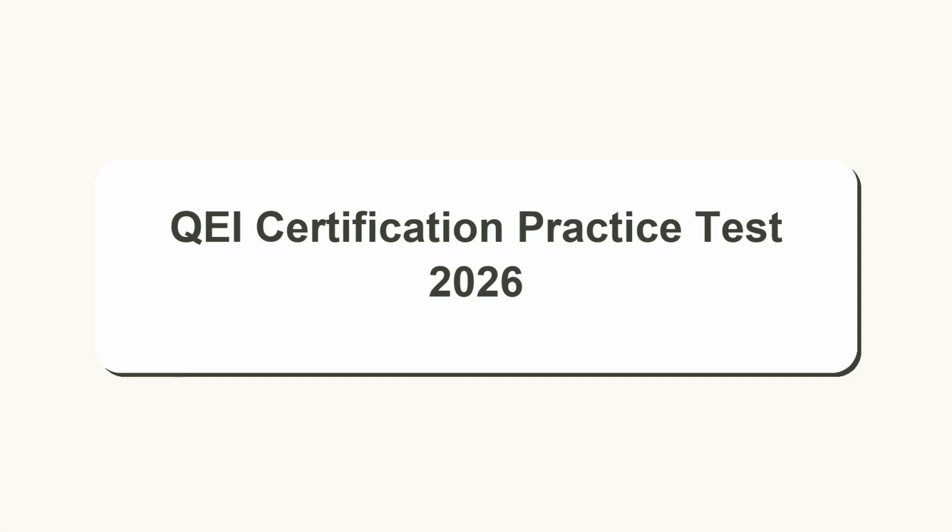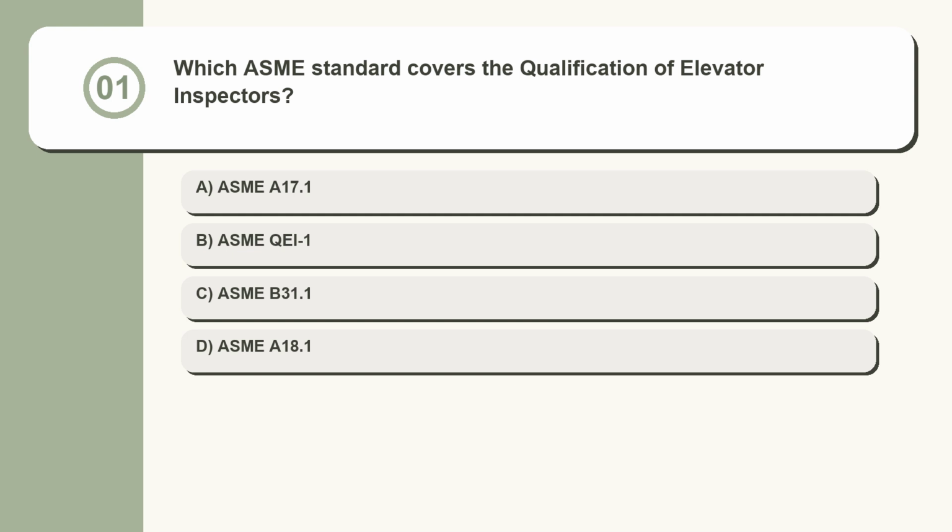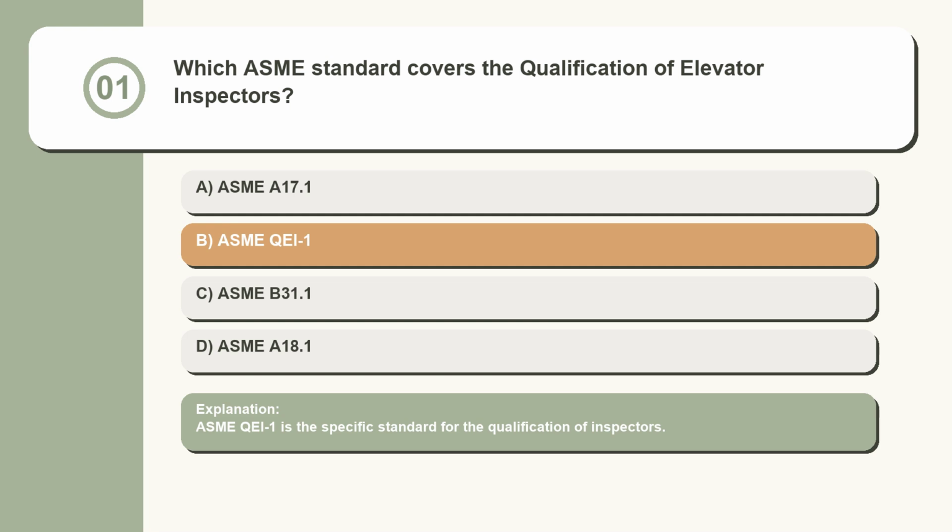QEI Certification Practice Test 2026. Question 1. Which ASME standard covers the qualification of elevator inspectors? ASME A17.1, ASME QEI-1, ASME B31.1, ASME A18.1. ASME QEI-1 is the specific standard for the qualification of inspectors.